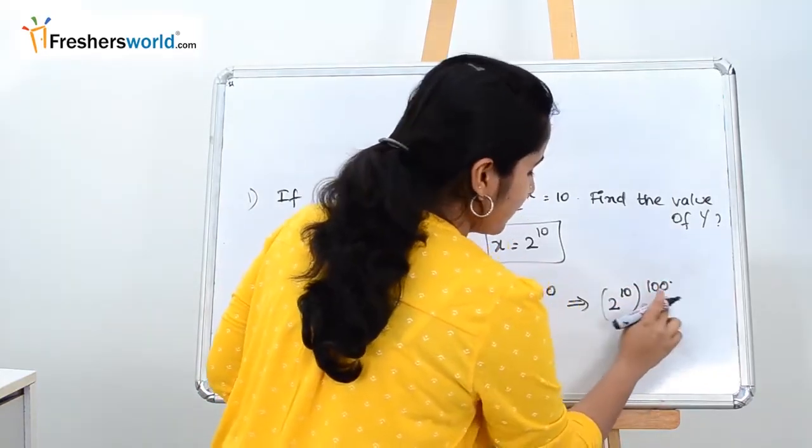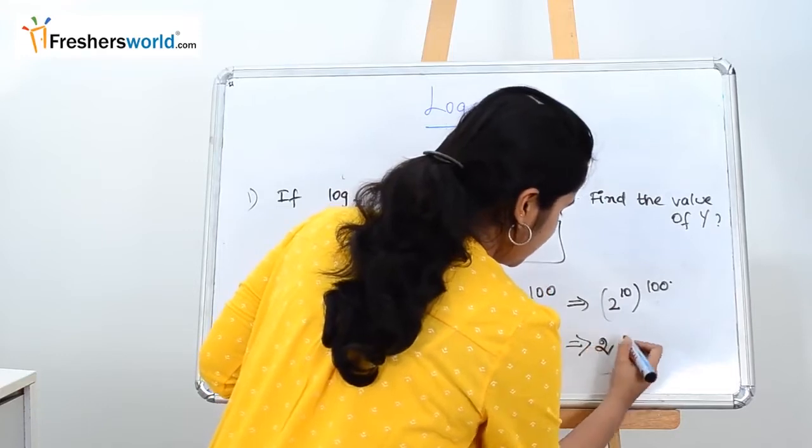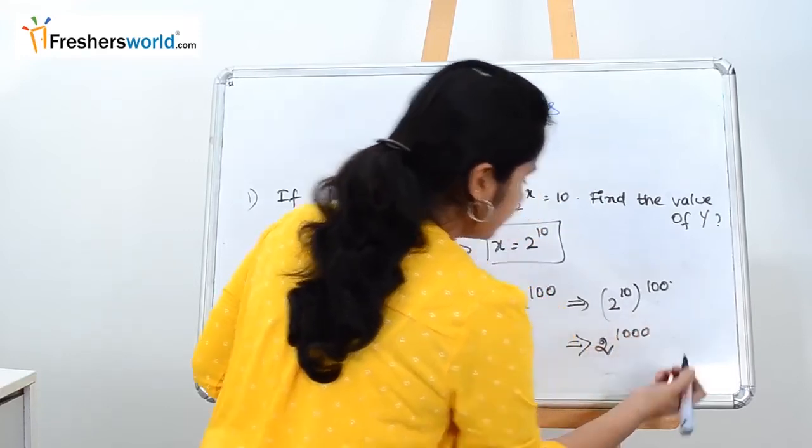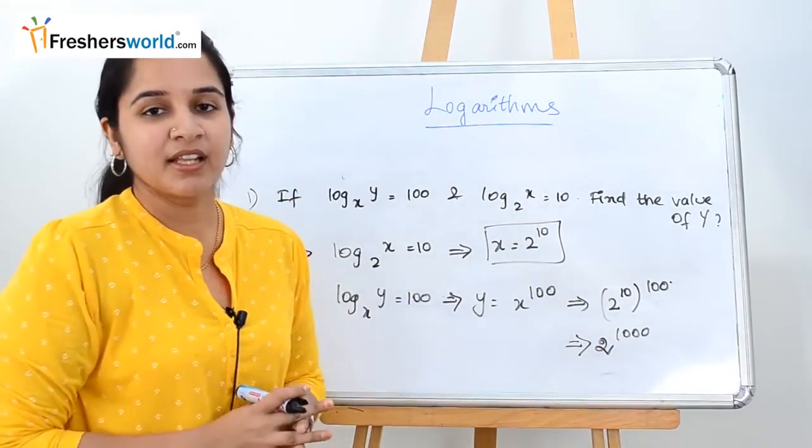We know that these can be multiplied together. So it becomes 2 to the power of 1000. It's a very simple sum. Let's go to the next sum.